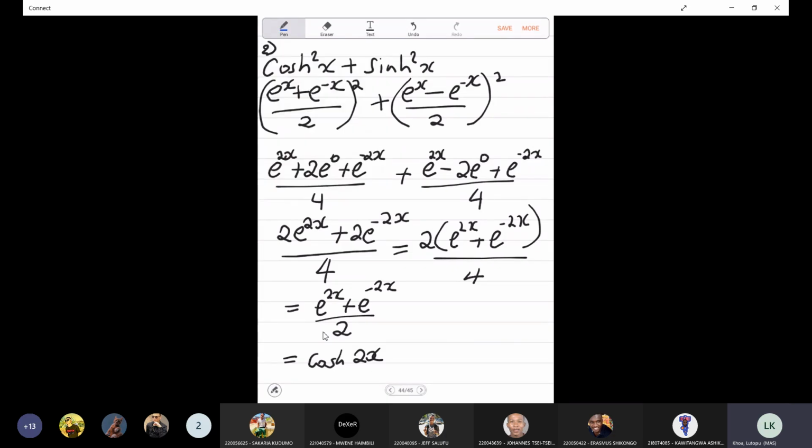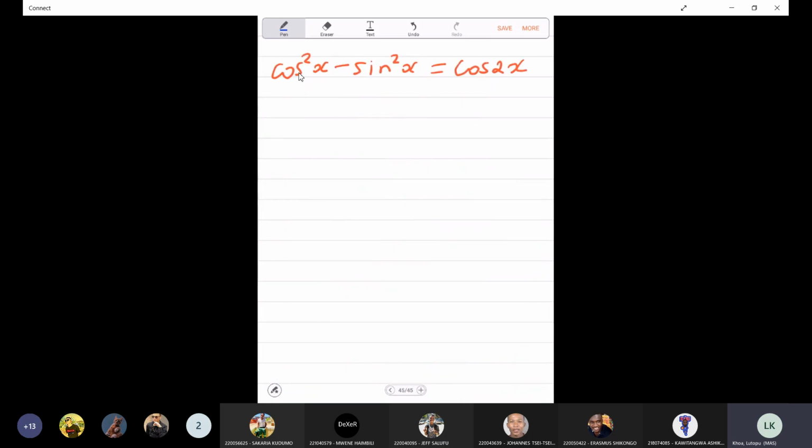So the identity, just write it in a different color to distinguish it, is this squared. So this is our second identity, that hyperbolic cos squared plus hyperbolic sine squared is equal to cos hyperbolic of 2x, which you can relate to the one that we did when we were looking at trigonometry.